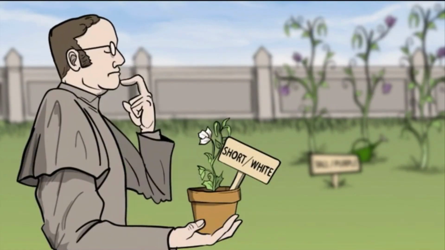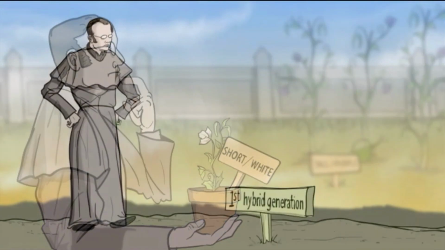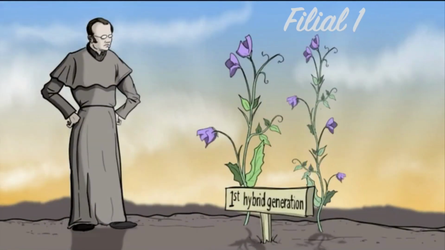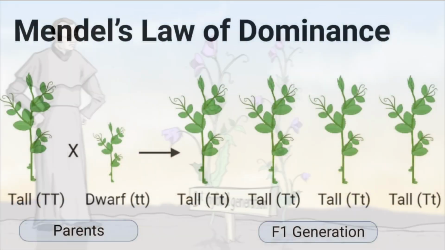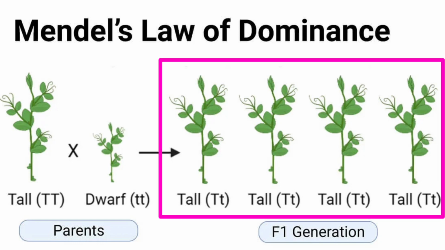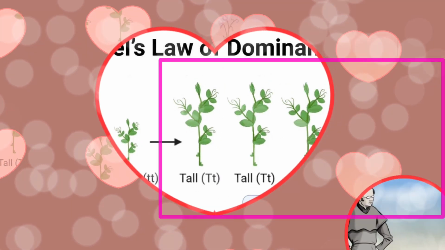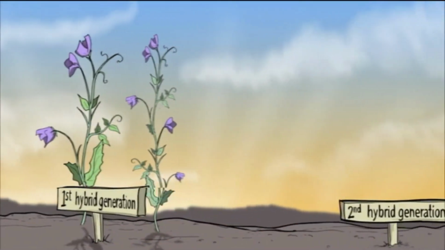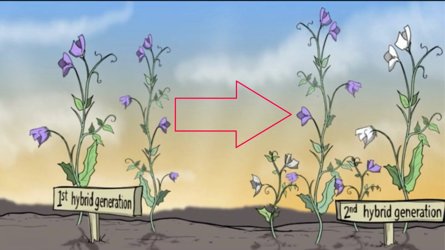He found something very fascinating in the F1 generation, also called the filial 1 generation. He found that all the plants were tall. It seemed like the shorter trait had disappeared. But when he let these tall plants self-pollinate, something surprising happened in the next generation, the F2 generation.